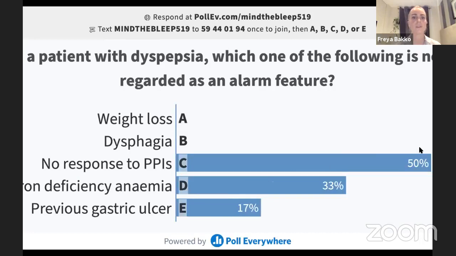So in a patient with dyspepsia, which of the following is not regarded as an alarm feature? The correct answer is no response to PPIs. Weight loss, dysphagia, iron deficiency anemia, and previous gastric ulcers are all causes for concern, and the patient needs investigations for their dyspepsia. No response to PPIs is not an alarm feature and does not indicate urgent investigations.